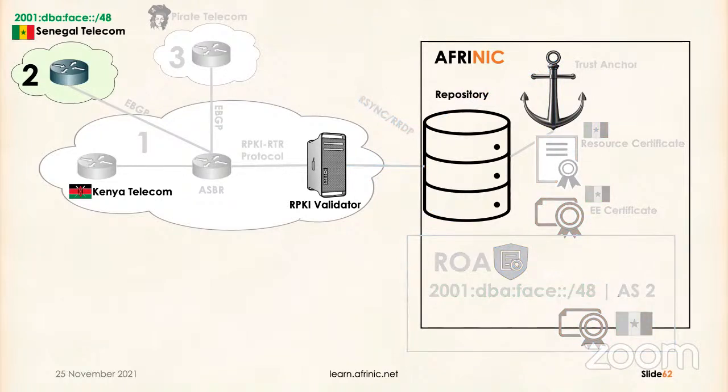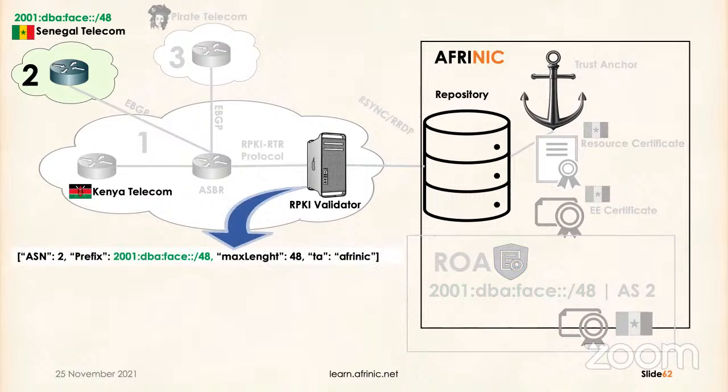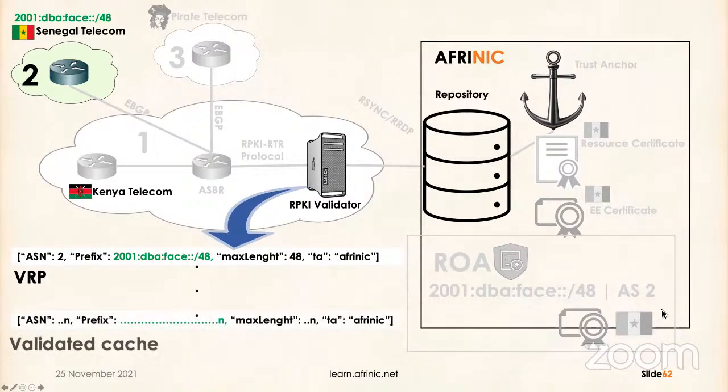So what happens next? Well, the validator, remember, outputs what you call a validated ROA payload. That's a VRP, which I showed you an example of from Routinator, a JSON output, where you have the ASN, the prefix itself, the max length, and the trust anchor is Afrinic. All right. And a collection of these, because of course you won't have just one VRP in the whole world, is called a validator cache. That's what the validator outputs.